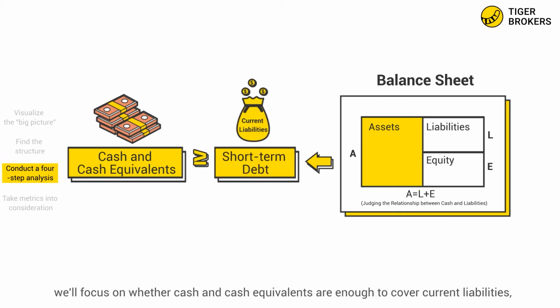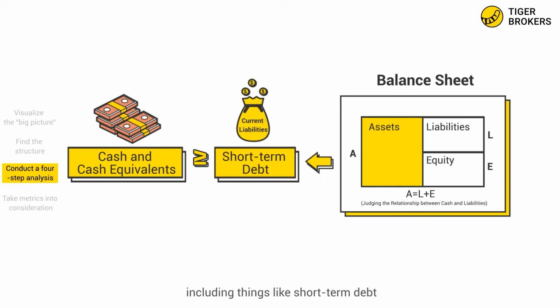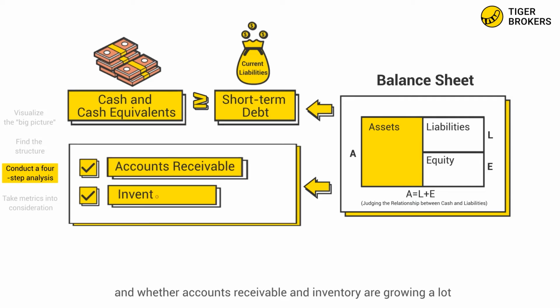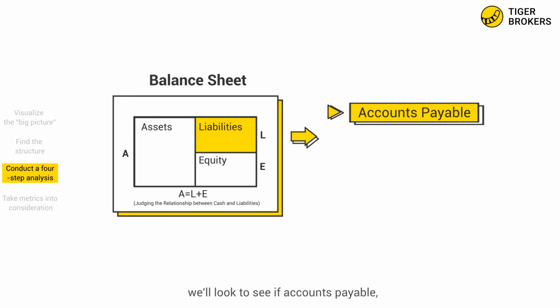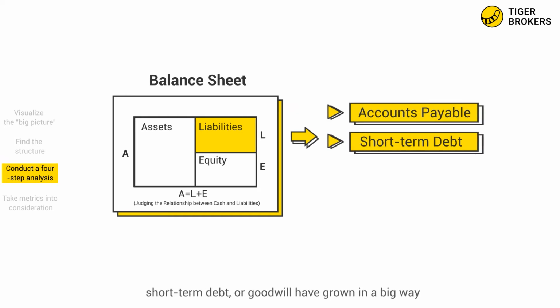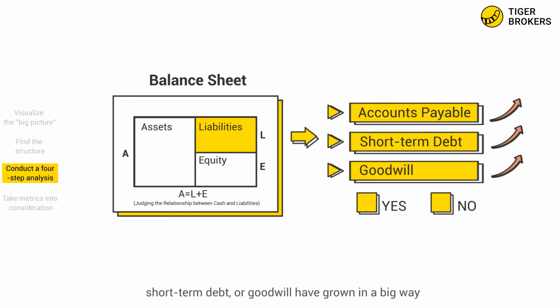enough to cover current liabilities, including things like short-term debt, and whether accounts receivable and inventory are growing a lot. In the liabilities section of the balance sheet, we'll look to see if accounts payable, short-term debt, or goodwill have grown in a big way.